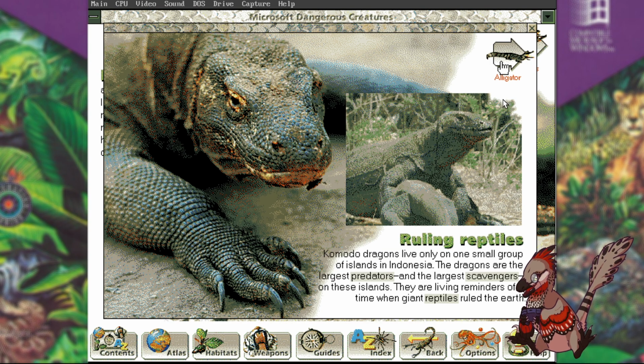Right, can we go back? Let's go to, well, alligators. Komodo dragons are the biggest predators on the Indonesian islands where they live. In the swamps of Florida in the US, alligators are the largest predators.